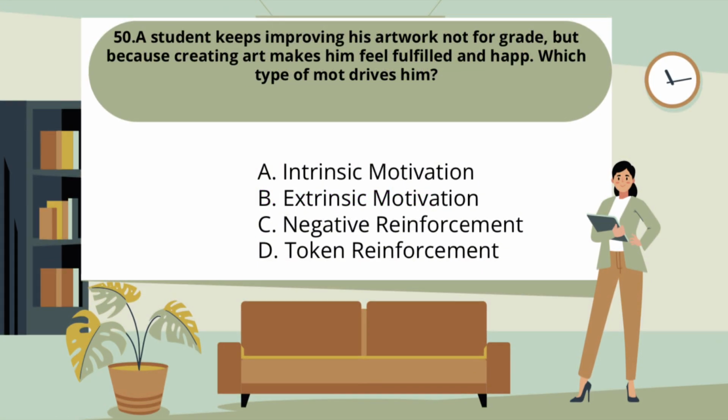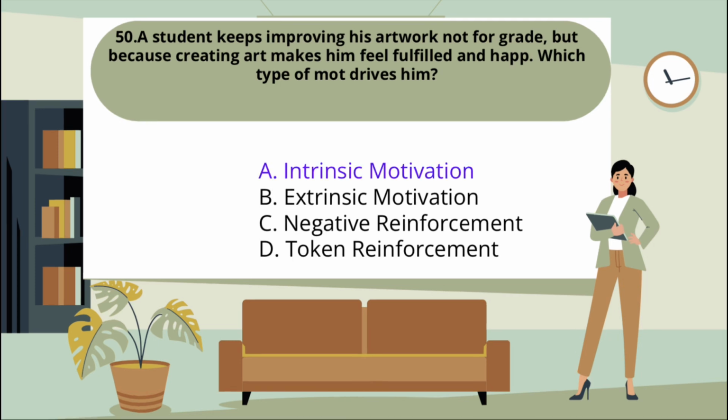So, last number 50. A student keeps improving his artwork not for grade, but because creating art makes him feel fulfilled and happy. Which type of motivation drives him? Letter A, intrinsic motivation. Letter B, extrinsic motivation. Letter C, negative reinforcement. And letter D, token reinforcement. So the correct answer is letter A, intrinsic motivation.